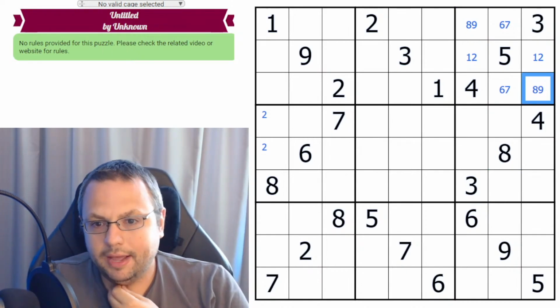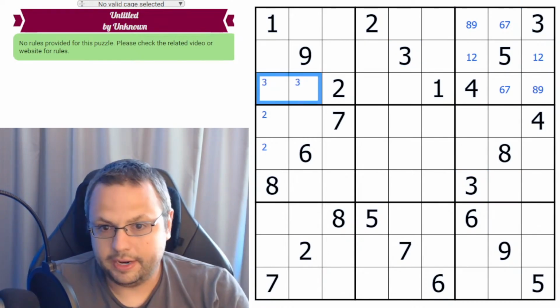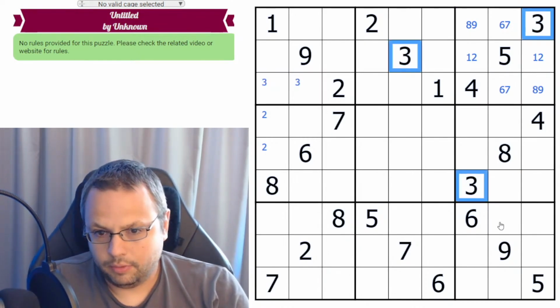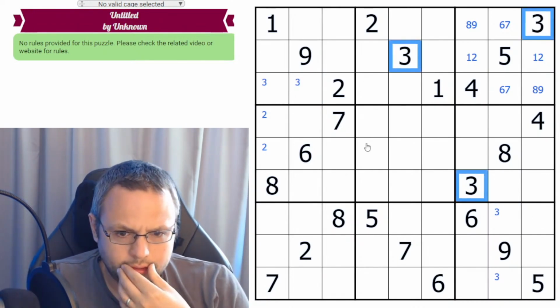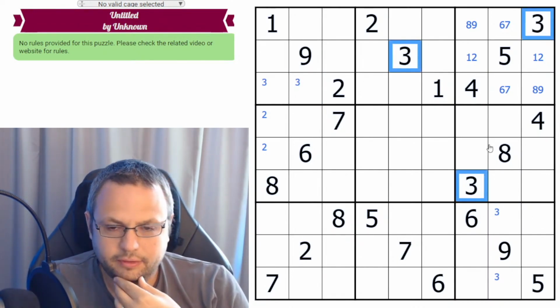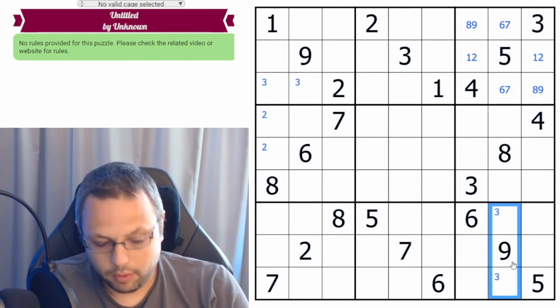So we've got sort of lots of stuff going on there. Let's look at 3s. One of these 2 digits is a 3. One of these 2 digits is a 3. Let's not do that one. Get a similar trick with 4s.